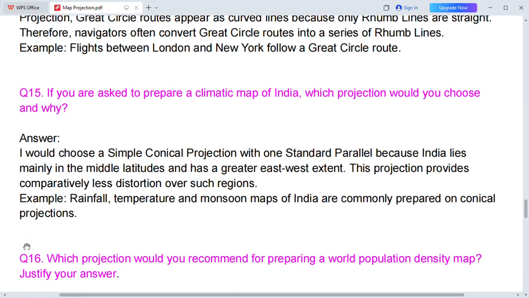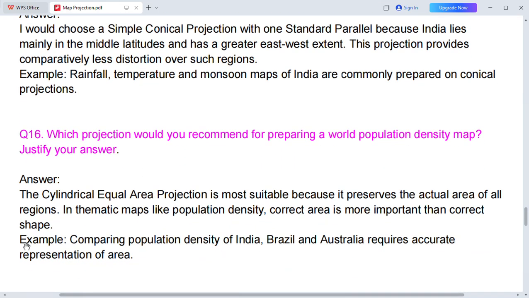Next question, question number 16. Which projection would you recommend for preparing a world population density map? Justify your answer. So the cylindrical equal area projection is the most suitable because it preserves the actual area of all regions. In thematic maps like population density, correct area is more important than correct shape.